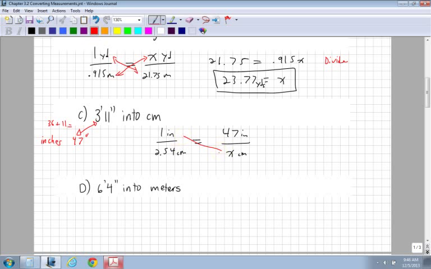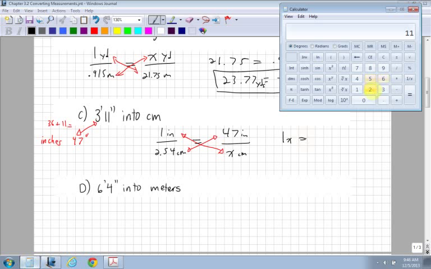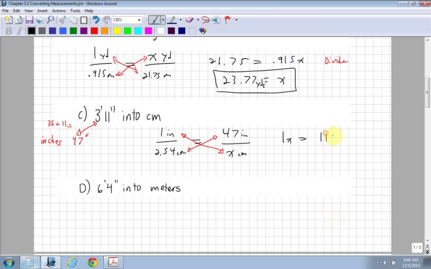So again, I cross multiply. I get 1 times x this time, and I get the 2.54 times 47. Notice how it's a little bit different than last time. So 1x is equal to, and I have 47 times 2.54, which is 119.38.